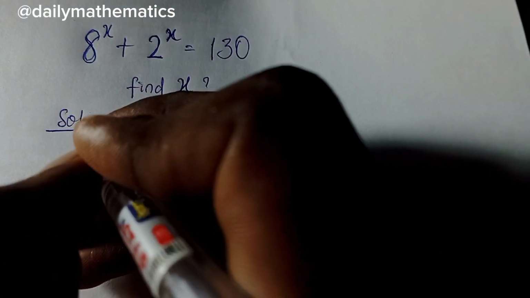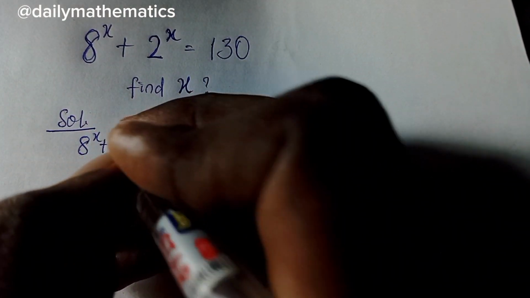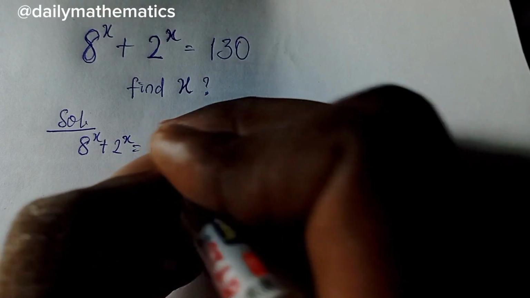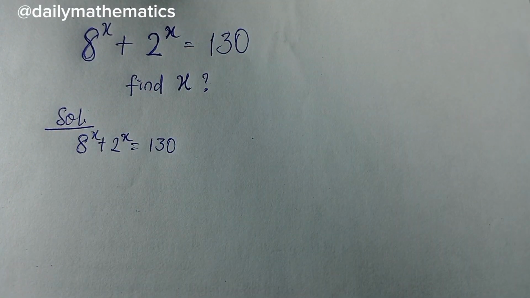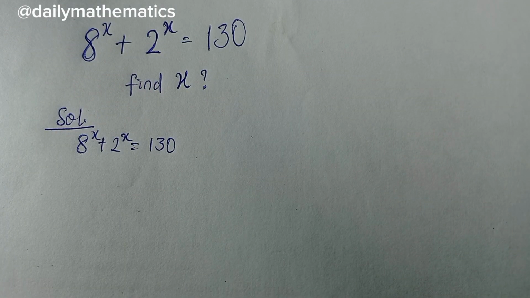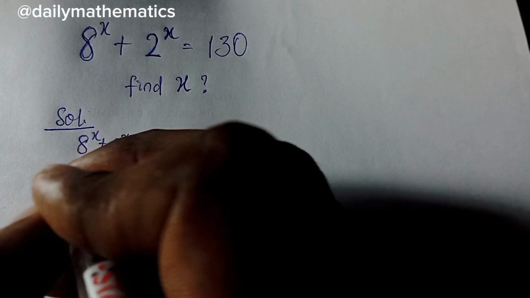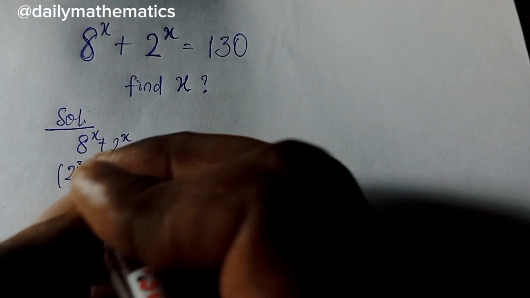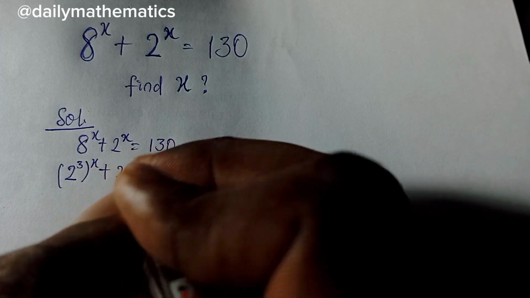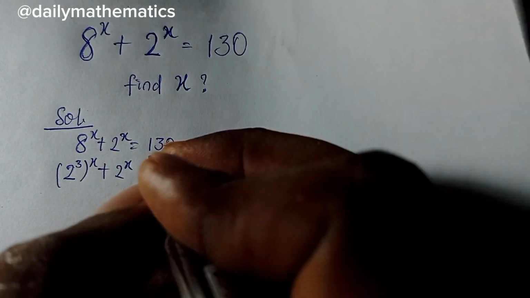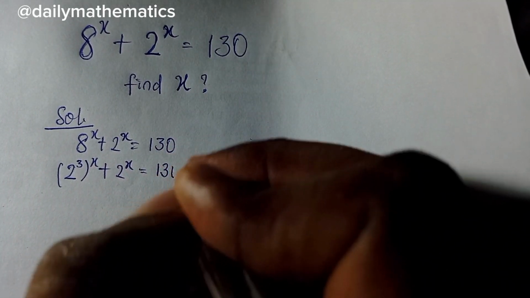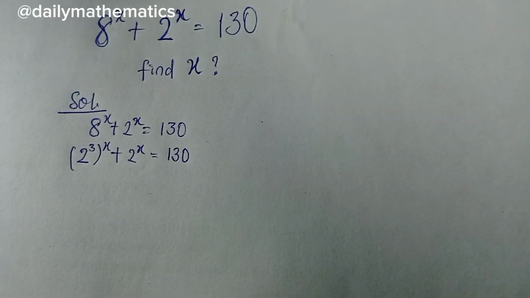So from here we have 8 raised to the power of x plus 2 raised to the power of x equals 130. The first thing we can see here is that 8 is 2 raised to the power of 3, so we have 2 raised to the power of 3, raised to the power of x, plus 2 raised to the power of x, equals 130.